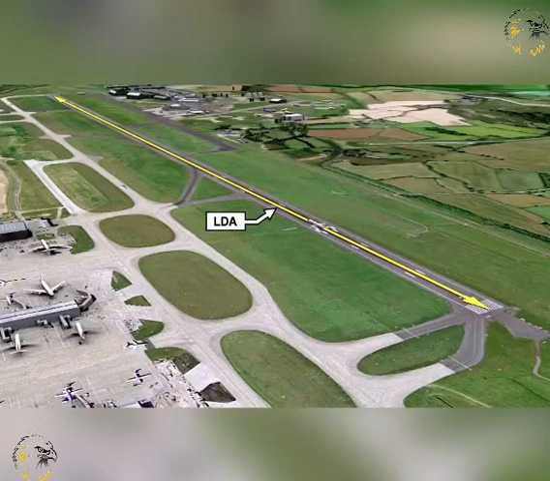The length of the landing distance available is easily identified by the distance between the thresholds. There is no other distance that is allowed to be used for landing. Even stopways are not permitted to be used.